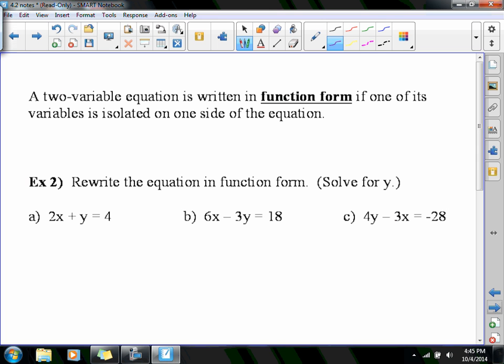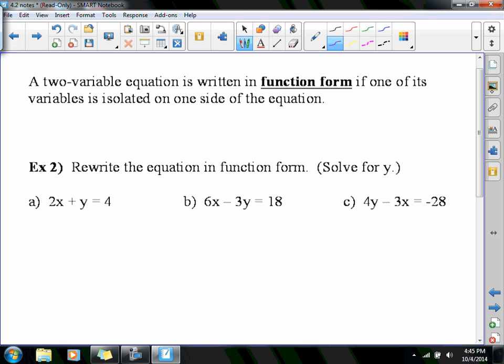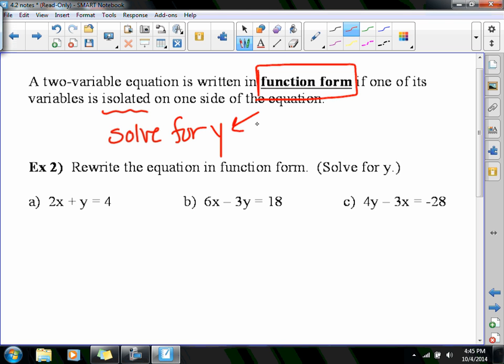Now, we're also going to deal with stuff that's called function form, and this is when you have a two-variable equation that's written in a format so that one of the variables is isolated. And basically, the variable that we're going to isolate is going to be y. So whenever you see that phrase function form, you want to just solve for y. So again, they're going to give us an equation that's written in standard form, and we're going to rework it so that it's in a different form.